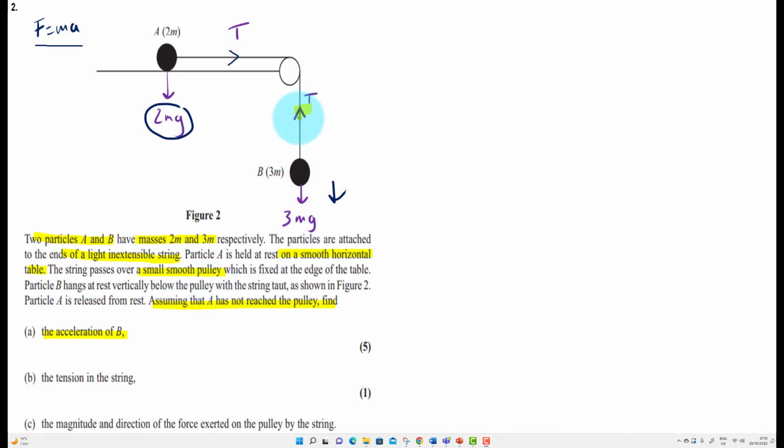So we've got tension acting the other way and tension acting the other way, because it's being held at A, so the tension will be the other way. Now, we've got F equals ma.